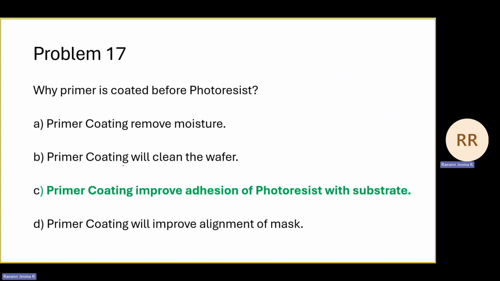So the correct answer is option C. Primer coating will improve adhesion of photoresist with substrate. And another important thing is it's always used with photoresists which have lesser thickness, so that it will have very good adhesion to the substrate. So its main important use is improving the adhesion.